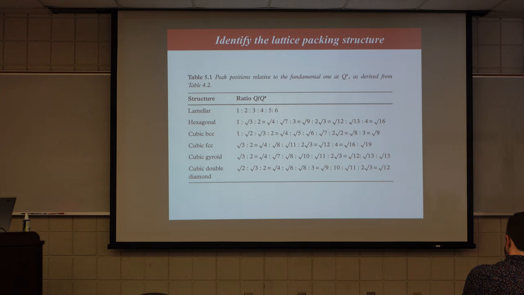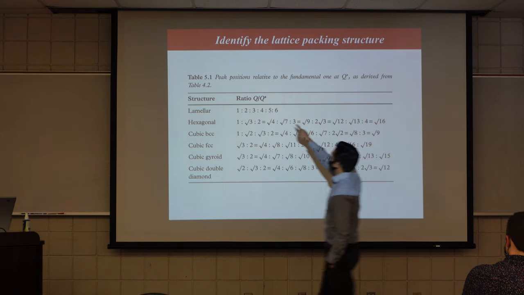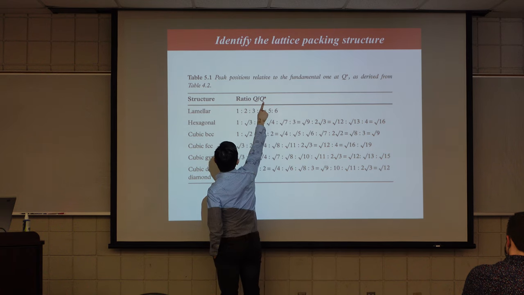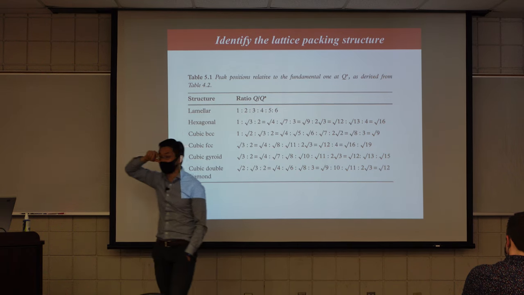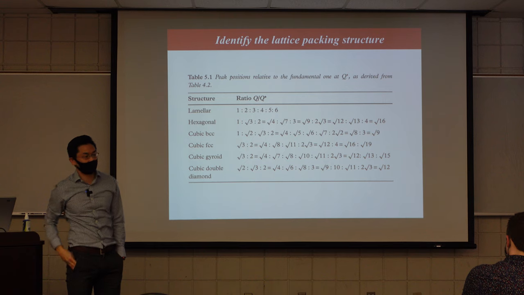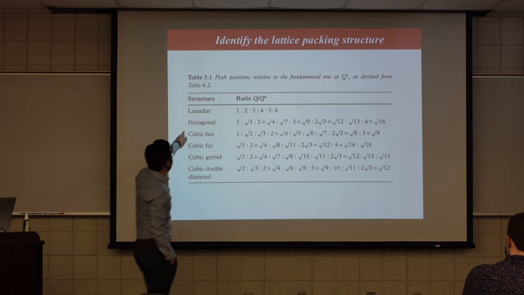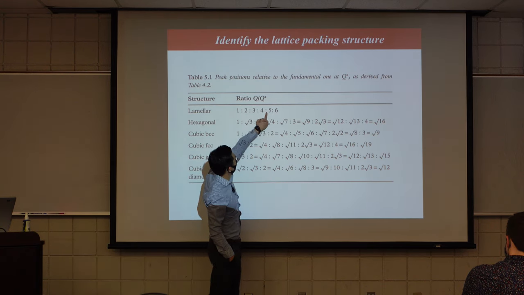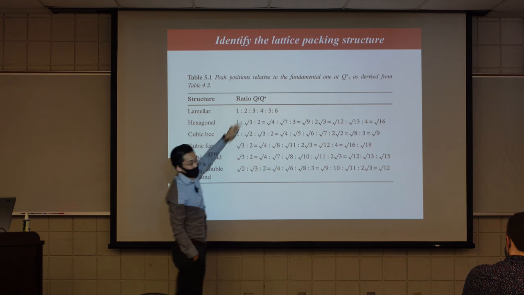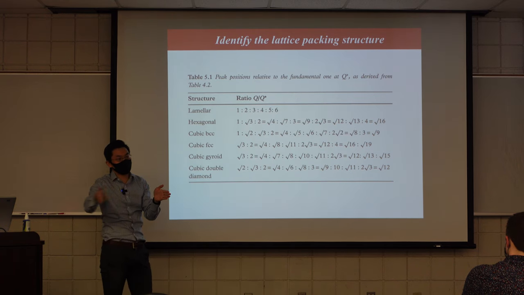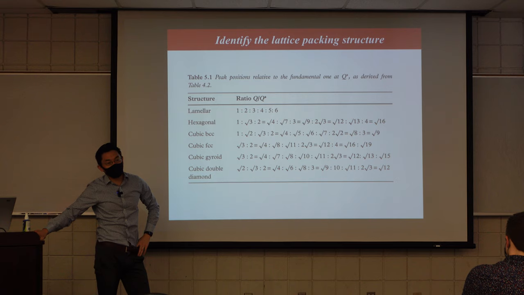How do you do that? Basically you look at the first peak position. You can measure that Q and get a value. You can look at the second peak position. And you need to understand the ratio between the higher-order Qs versus Q star, which is the first-order peak, or the first peak that shows up, the most intense one. Lamella always follows 1, 2, 3, 4, 5, 6, as shown in that example. So if you have equally spaced peaks, that's indicative of lamella packing.